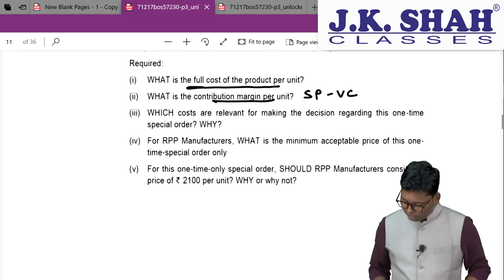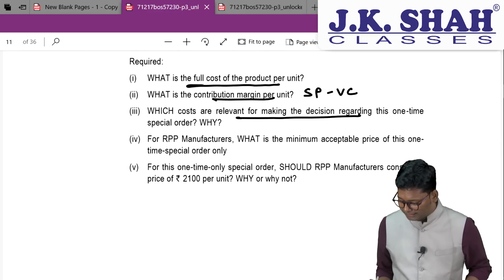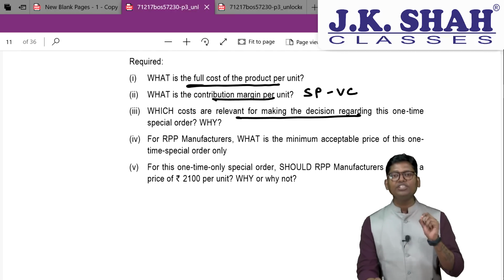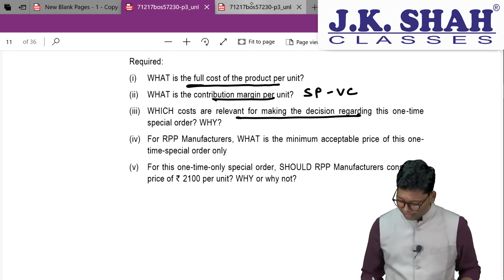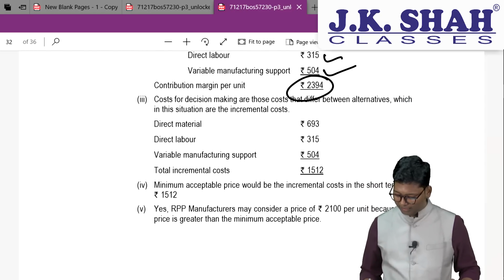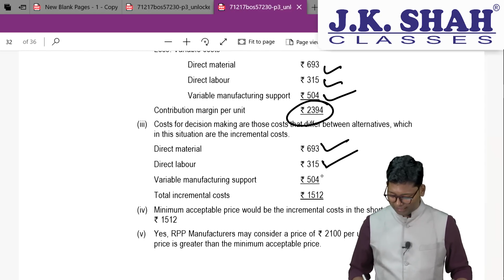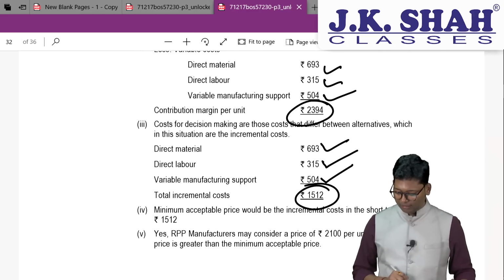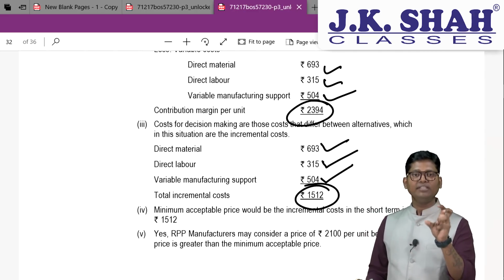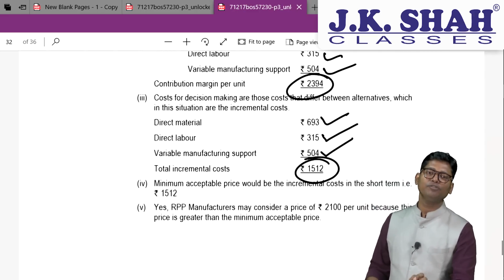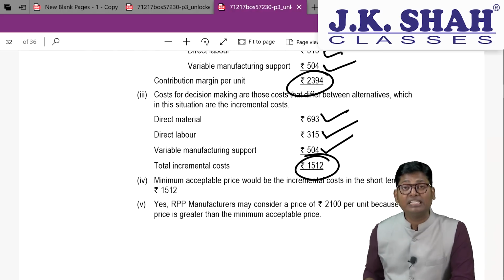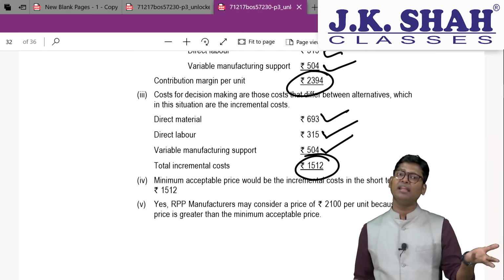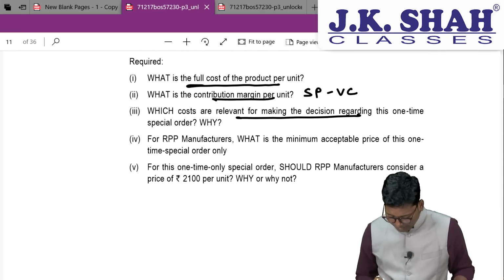Then which costs are relevant for making the decision? Obviously all the marginal cost, contribution related costs are relevant, and they are very important for decision making. So 693 direct labor and variable, entire total of 1512 per unit is relevant cost for decision making, because contribution based decisions are to be taken. Fixed cost is irrelevant for decision making because it is not unit cost, it is the period cost and unavoidable in nature.